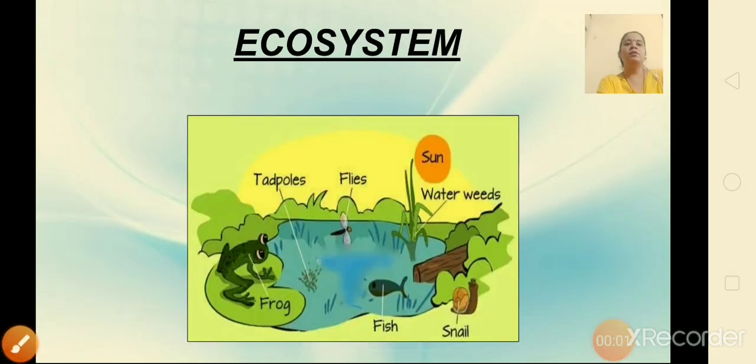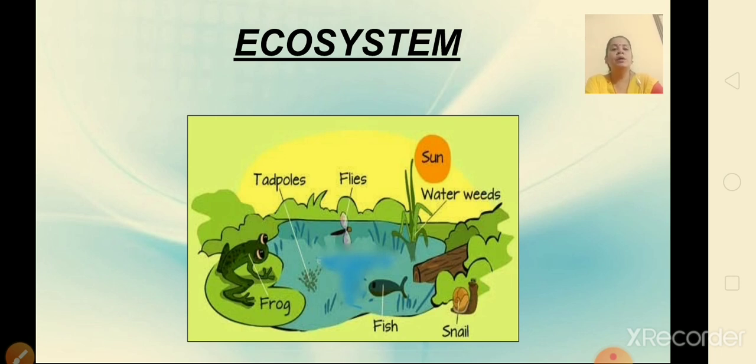All organisms, whether belonging to the plant or animal kingdom, interact with each other and are interdependent on one another. They also interact with their physical environment. The complex system of interaction between the organisms and their physical environment in a particular area is referred to as an ecosystem.